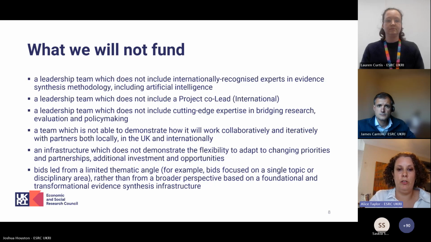And then finally, bids led from a limited thematic angle. And this is what James was just speaking about. So for example, bids focused on a single topic or a single disciplinary area, rather than those that are based on a broader perspective, based on a foundational and transformative evidence synthesis infrastructure.